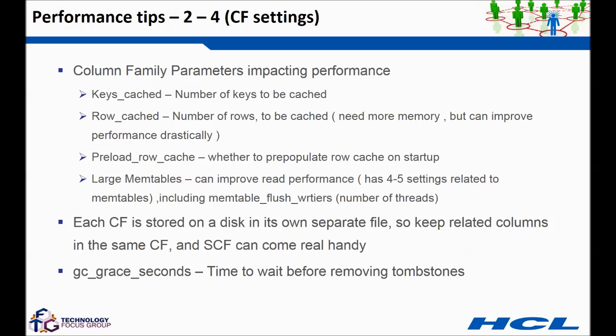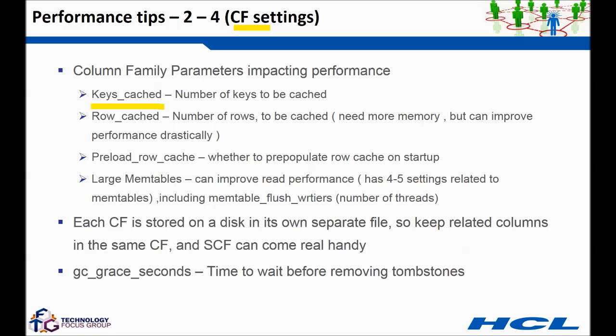So next set of performance tips, these are related to column families, how you can get better performance while you are defining your column families. So one parameter is key cache. It is basically the number of keys to be cached. So these are just keys. When you enable this setting, you are not actually caching the content of the row, just the keys.